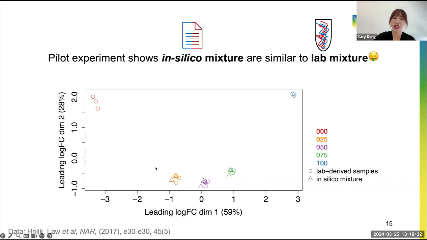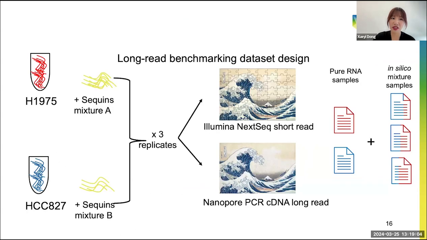On that plot, the lab-derived samples are the circles, while the in silico mixtures are the triangles. You can see that the in silico mixtures perform quite similarly to the lab-derived samples, which suggests that our in silico mixture strategy works, and we can generate data that are quite similar to the lab mixture. So we used this strategy in our dataset design.